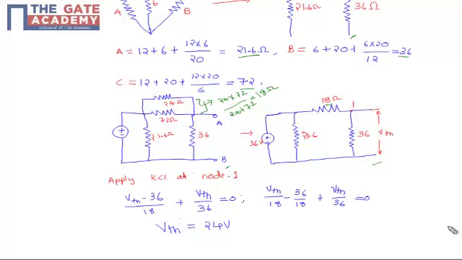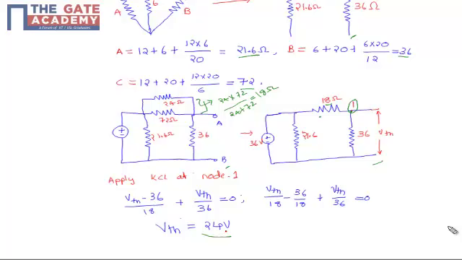Now apply Kirchhoff's current law, KCL, at node 1. We can find the value of VTH, which is VTH minus the total voltage 36 volts divided by this resistance of 18 ohms, plus VTH by 36 ohms, equal to 0. That is VTH by 18 minus 36 by 18, which is 2, plus VTH by 36. After solving this, we get the value of VTH as 24 volts.